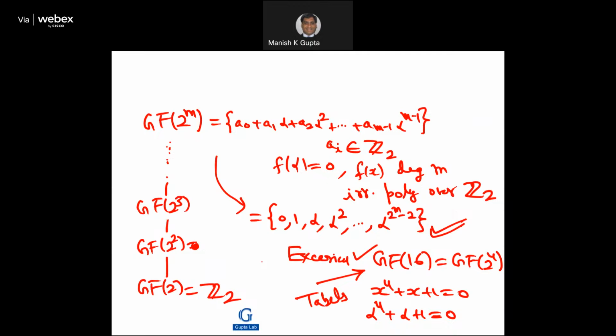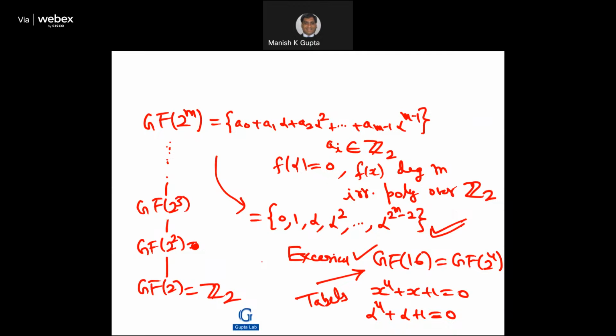And if you want to construct a field with p raised to power m elements, the ground field should be Zp. Everything will remain the same, right? So I hope you understand the basic idea. Basically this polynomial representation can also be written in terms of powers of alpha: 0, 1, alpha, alpha square up to alpha raised to power 2 raised to m minus 2, right?